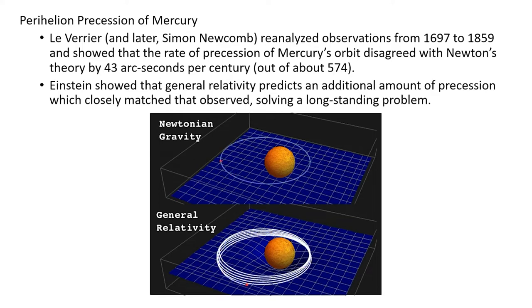It's a very small effect. The difference between the Newtonian prediction and the general relativity prediction is a difference of only 43 arc seconds per century. That's half an arc second per year, a very small amount for astronomers to measure out of 574 arc seconds. But it's a real difference that could be measured and was measured. And Einstein showed that general relativity predicted exactly the additional amount of precession that was observed, and so solved this long-standing problem.